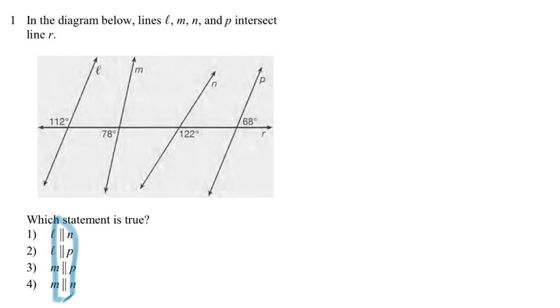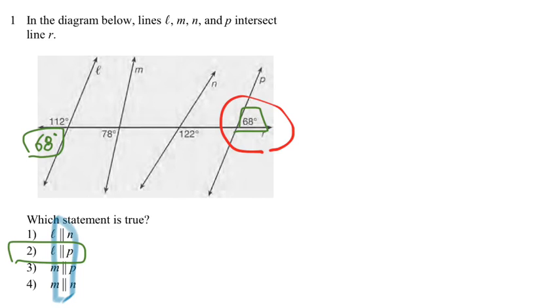Now we realize that from this picture, we have four lines intersecting with line R. Which statement is true? As you can see on the bottom here, we are looking for lines that are parallel. That means we have to see either corresponding angles or alternate interior angles relationship holds true here. Then what are we going to do? So we realize that that's the 68 degrees, and then we see another angle right over here that's 68. Therefore, line L and P must be parallel, and that would be choice 2.